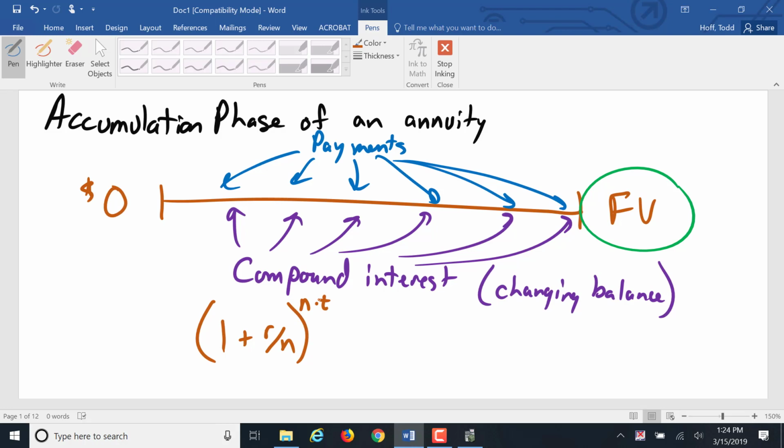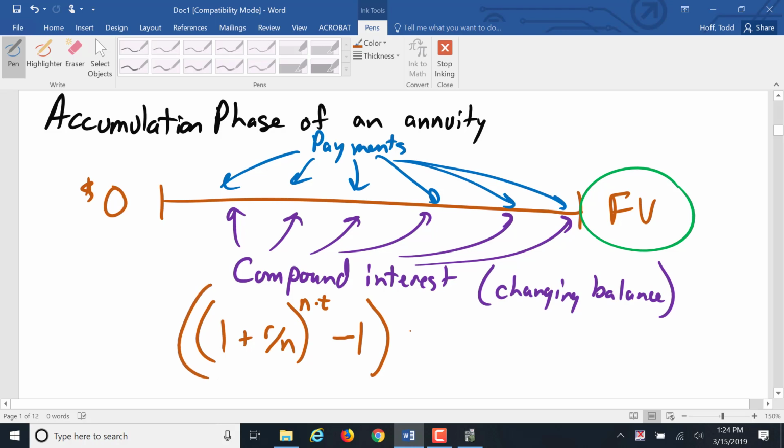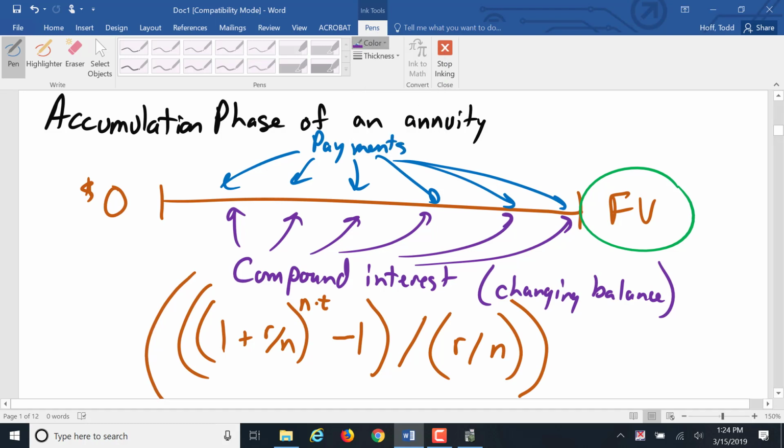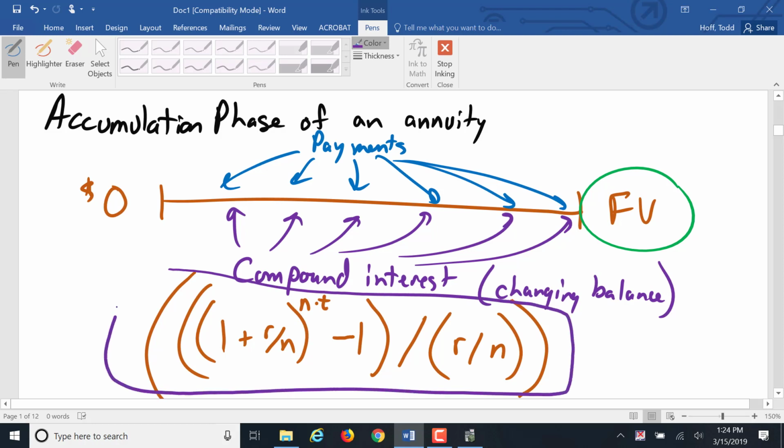But we have to adjust for the fact that the balance is changing. That adjustment takes place. We're going to subtract 1. Remember, these are percents. What we're doing is subtracting 100%. So that is isolating the interest from the future value, the total value. Then that amount is divided by R divided by N. So I'll put parentheses around this whole thing. That is our compound interest factor for that changing balance in the accumulation phase of an annuity.